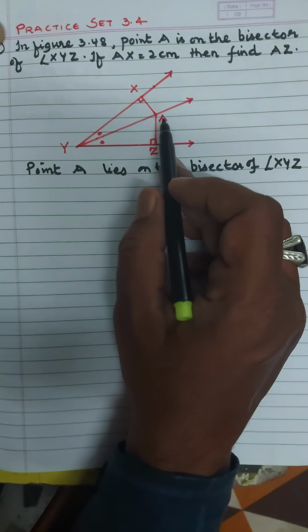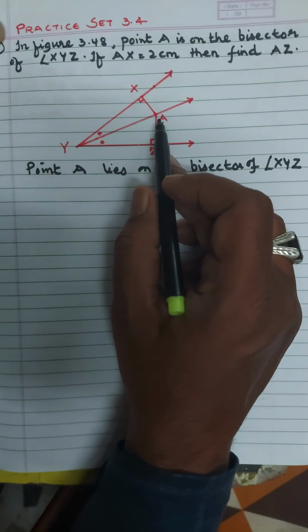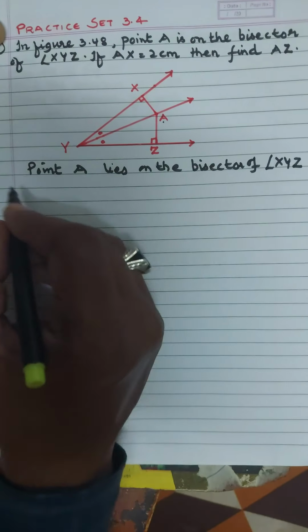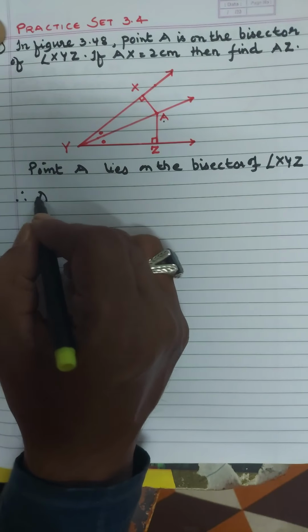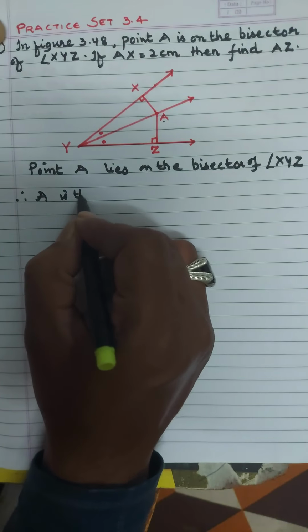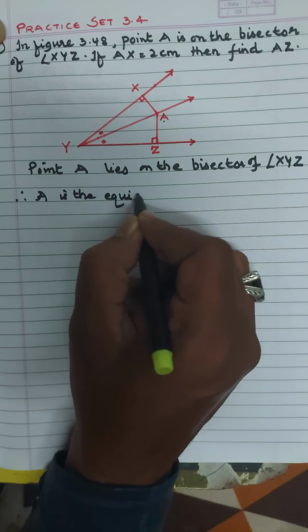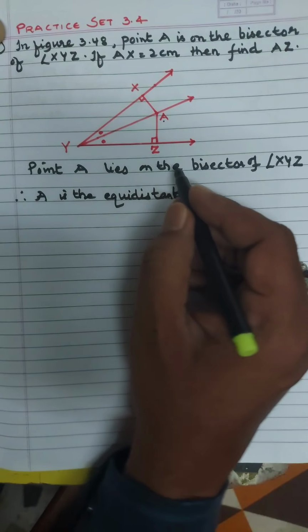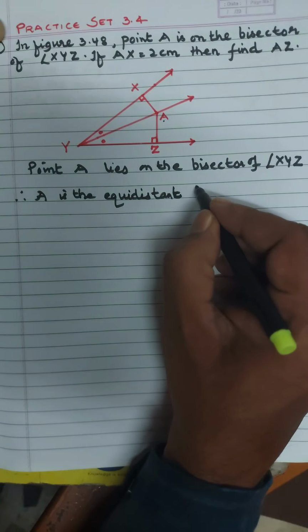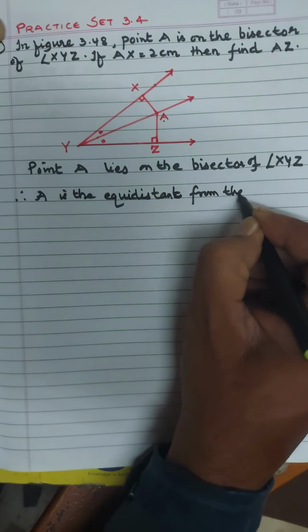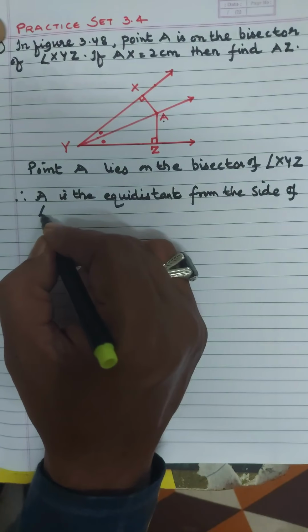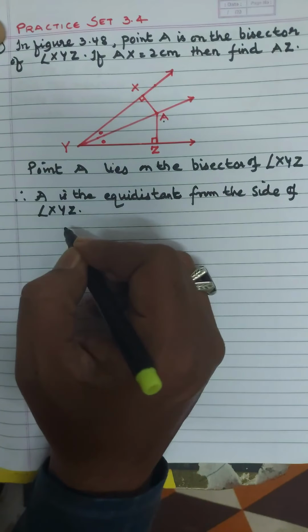It means what? This point A is equidistant from the sides of angle XYZ. We can write it this way also, for our understanding: A is equidistant. It means what? It is equal distance from the sides of which angle? Angle XYZ.